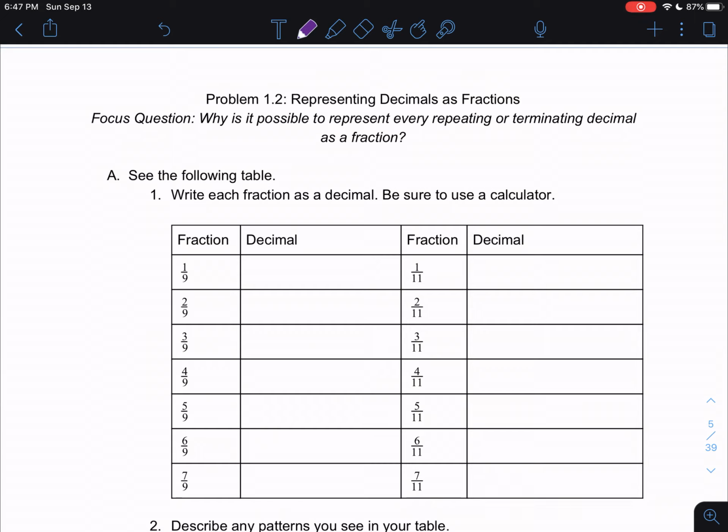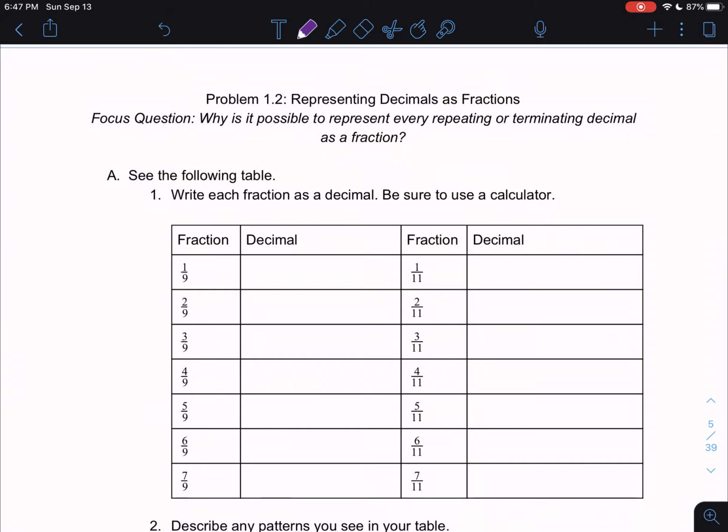But specifically, our focus question today is, why is it possible to represent every repeating or terminating decimal as a fraction? Hopefully you know that answer based on the definitions we talked about yesterday. But if not, you'll at least see some really cool patterns in this lesson. So try and pick up on the patterns.